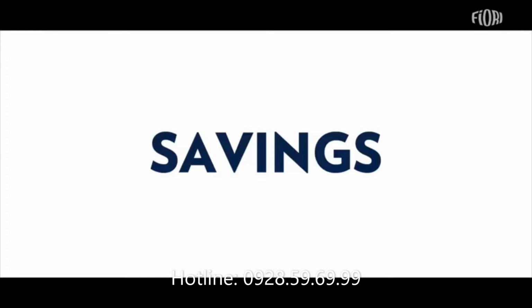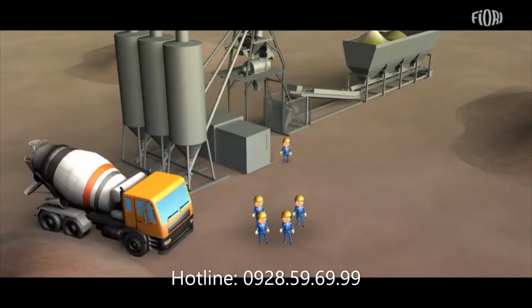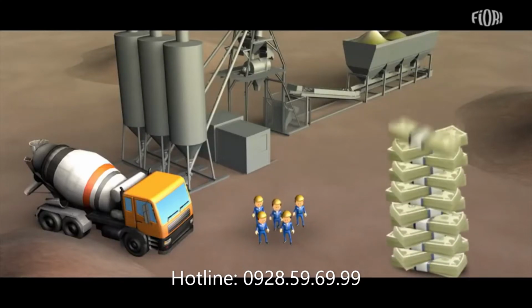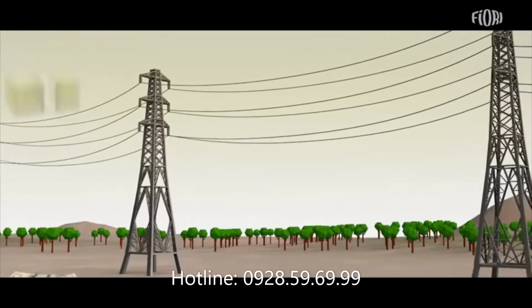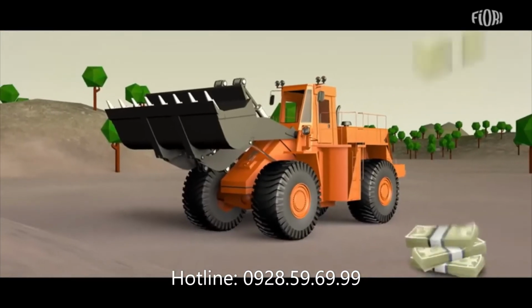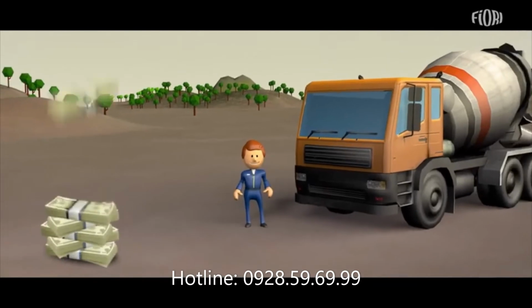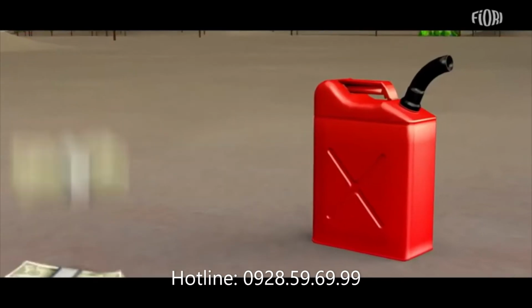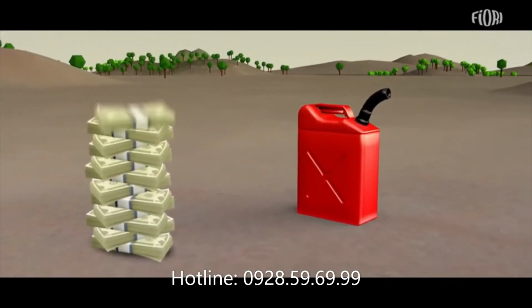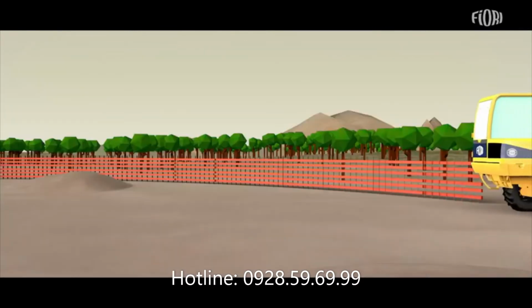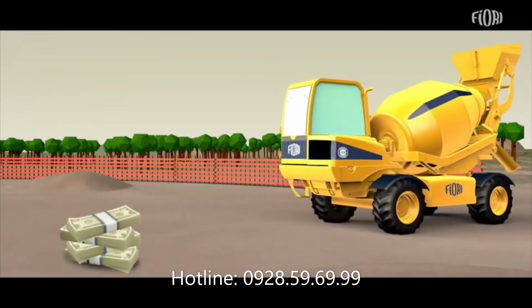Savings. Choosing to use a concrete batching plant involves many costs. The plant and its staff, electricity, the loader, the mixer truck and its driver, the petrol for its transport. The Fiori solution reduces these costs.